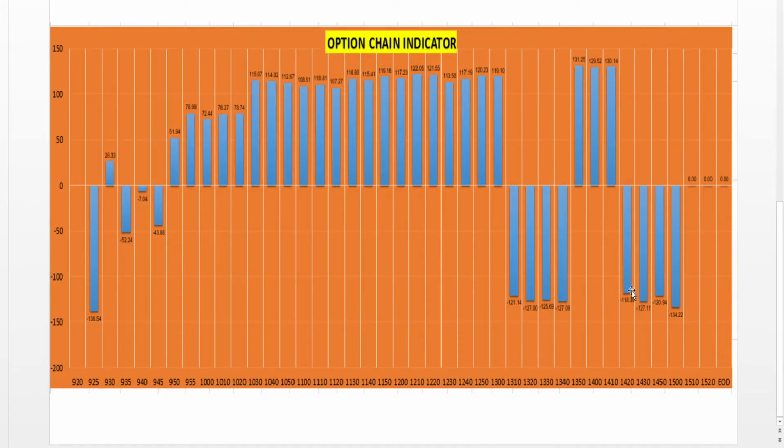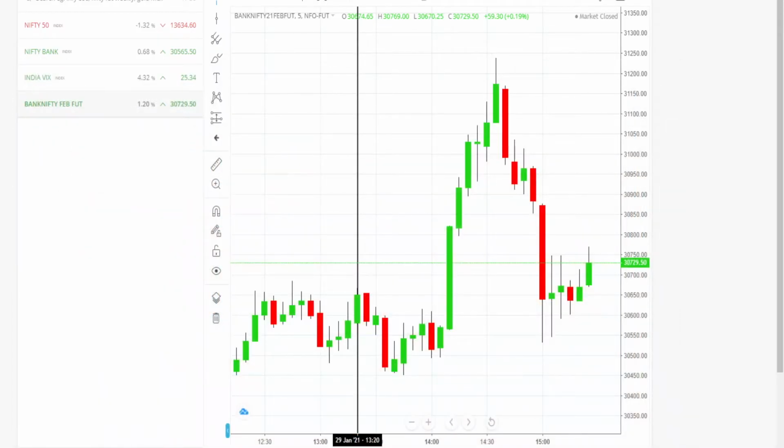And see, here the market gave a breakout, and this is 2 o'clock 20 minutes, 2 o'clock 30 over, continuously for 10 to 20 minutes or half an hour the market was to the downside. Okay, the option chain indicator is saying that the market will go down. Let us see what happened in the price chart.